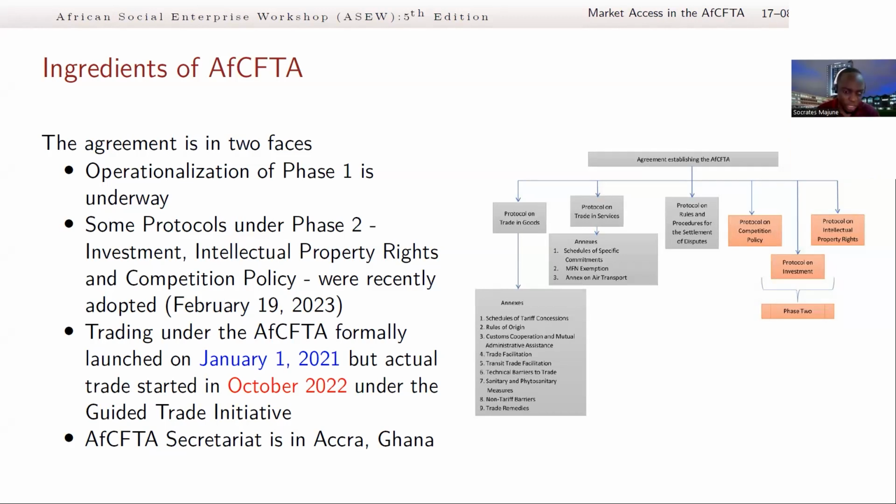Trading under the African Continental Free Trade Area was formally launched in January of 2021, but actual trade started in October 2022 under what is called a guided trade initiative, where a few countries were identified as a pilot phase, and a few farms were also identified to be taken into this pilot phase. So this is a guided trade initiative. From next year, they intend to increase the number of participants, both farms and countries. The AfCFTA Secretariat sits in Accra, Ghana.